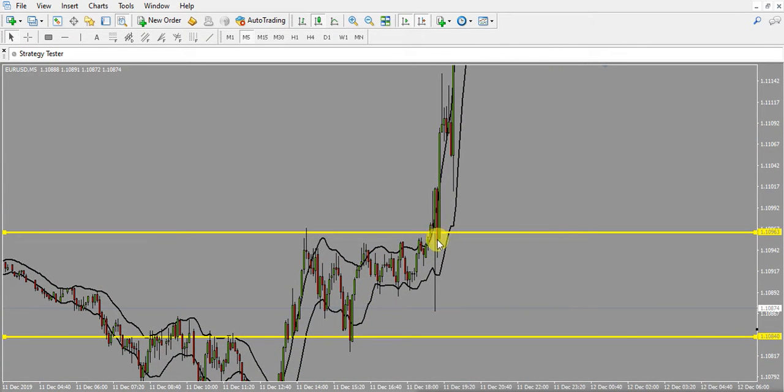Then a big bear candle down. You're not in the trade yet. Then a big candle up. Look at that move. I would be in pretty much on the close of this candle. That is a pure clean break above, come down, touch there, break up, close. I'm in on this candle at this level here.